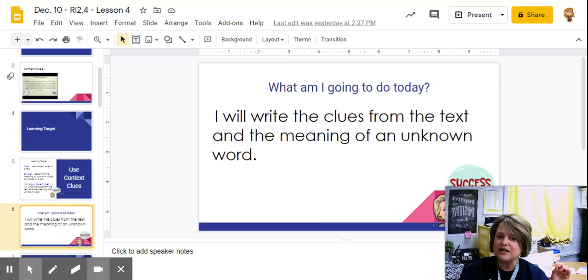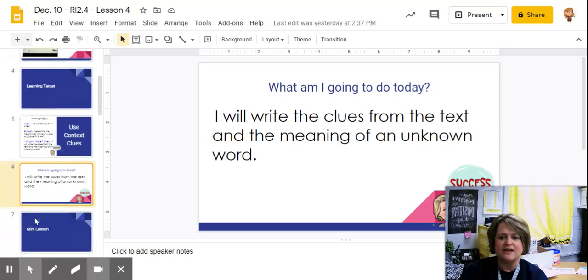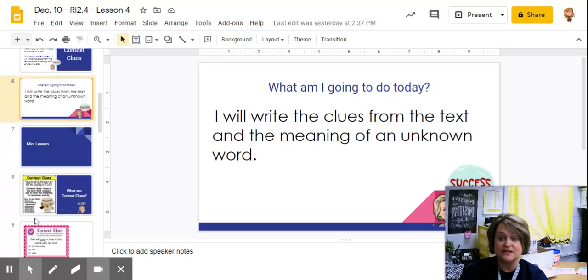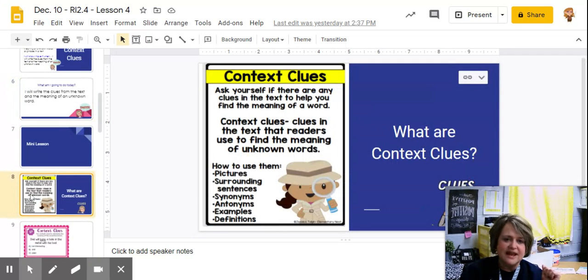And it says, what am I going to do today to be successful? Remember, I have to write those clues from the text, which pretty much means you can write exactly what the sentence says that includes the vocabulary word, and then tell me the meaning of the unknown word, just like the graphic organizers that we have been doing, either in our guided practice or our independent practice through the week.